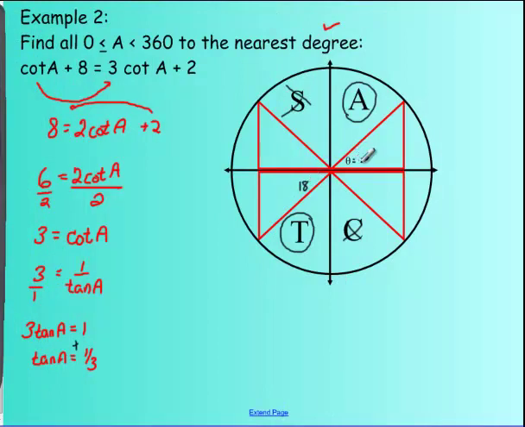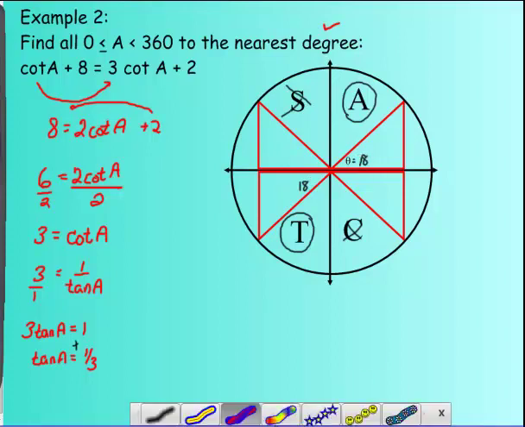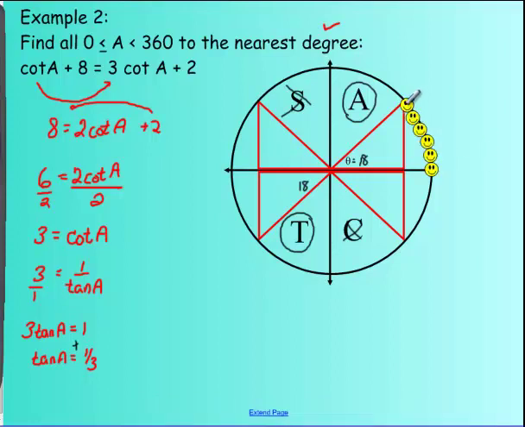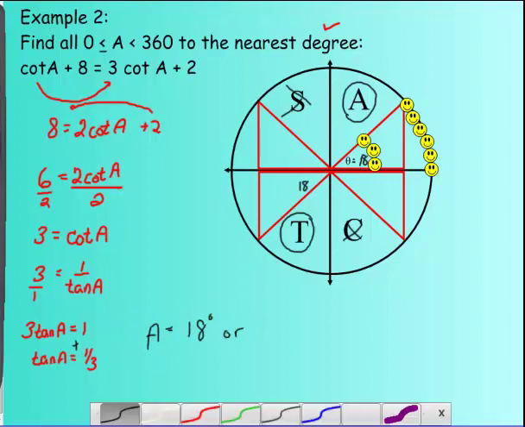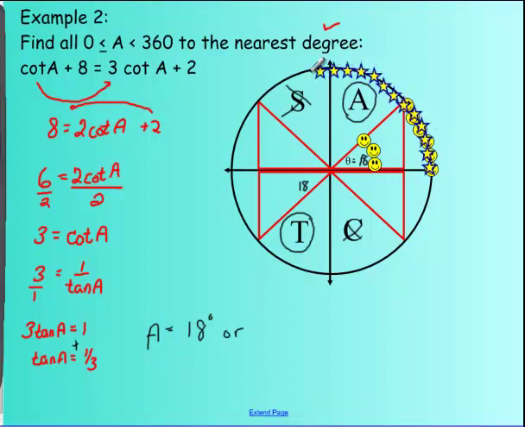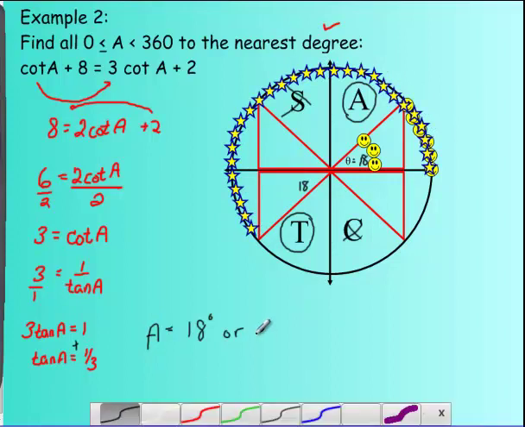I'll put 18 in here. And I'll just figure out my answers now. Well, the first one's easy. How far is it from here to here? 18 degrees. So A can be 18 degrees, or let's figure out how far it is all the way to the third quadrant. All the way around. Oh, that's 180 plus 18. So that's 198.